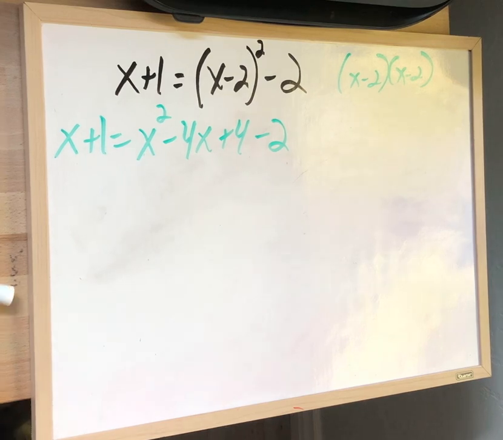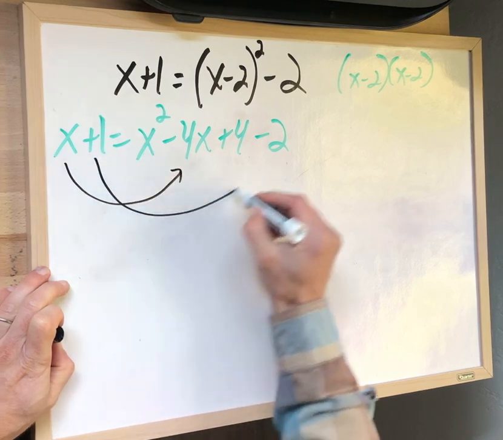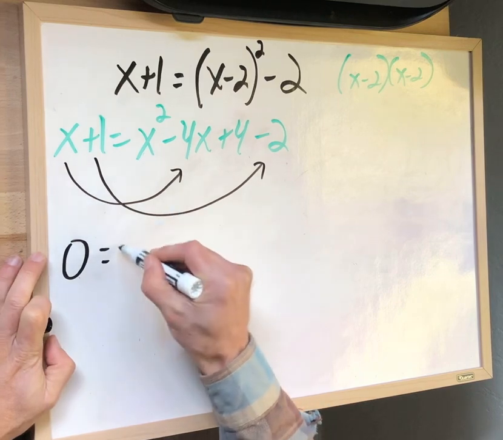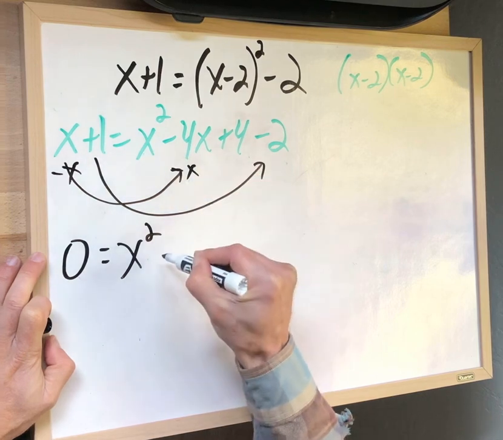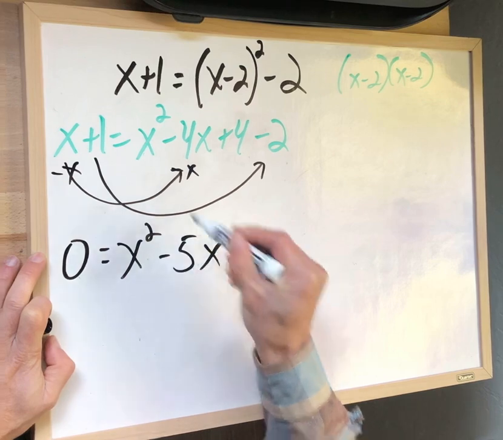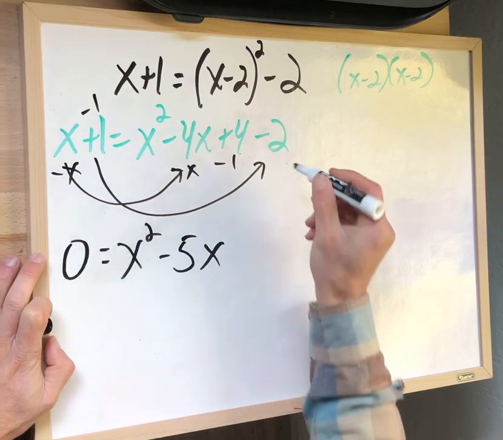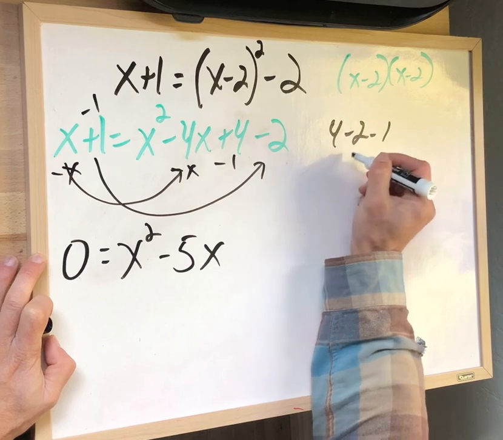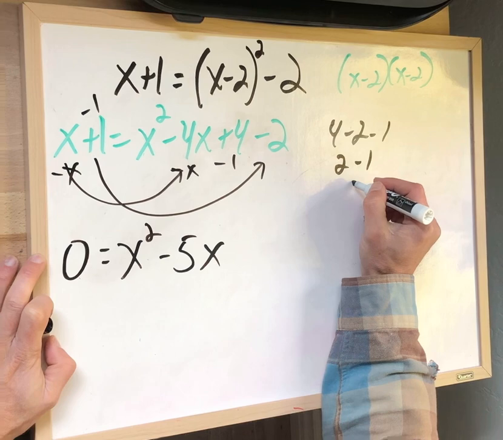Okay, now my next step is I have to move this over and this over, because if it's a quadratic, I have to have one side equal to 0. So I have x squared. I'm going to subtract x to get negative 4x, negative 1x is negative 5x. I'm going to subtract 1. So I have 4 minus 2 minus 1. This is going to give me 4 minus 2 is 2, minus 1 is going to give me 1.